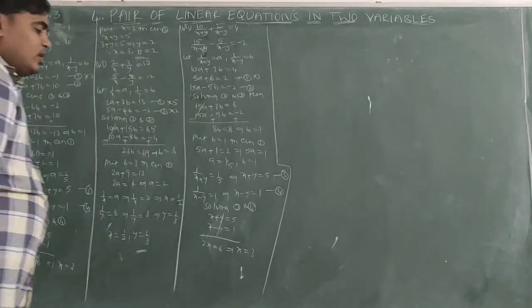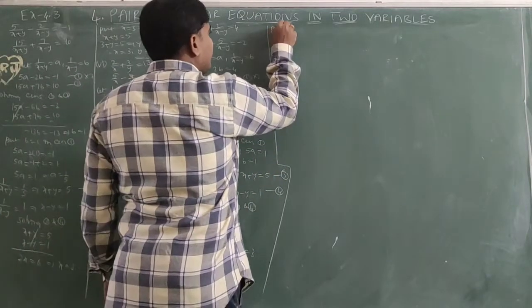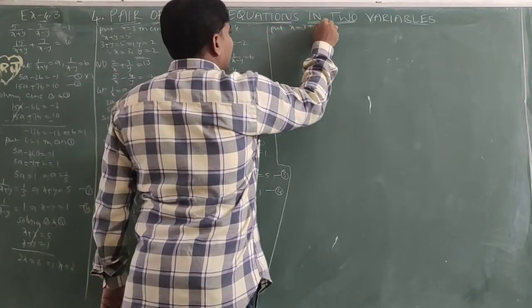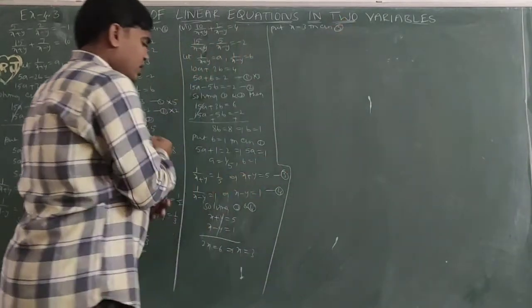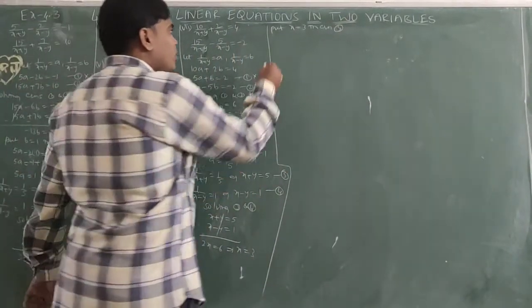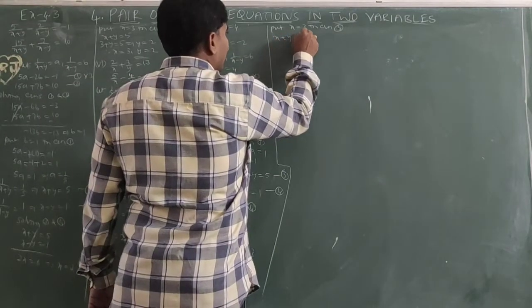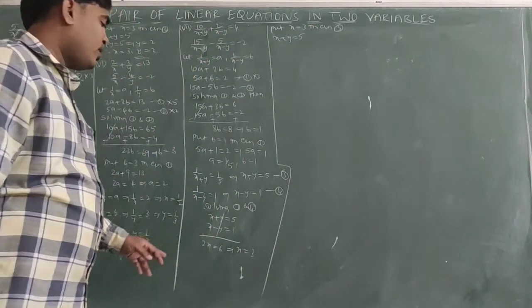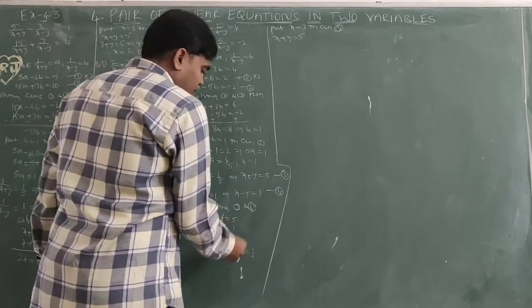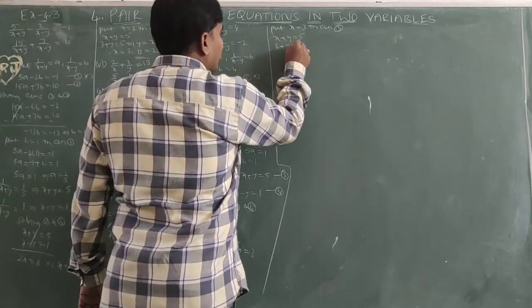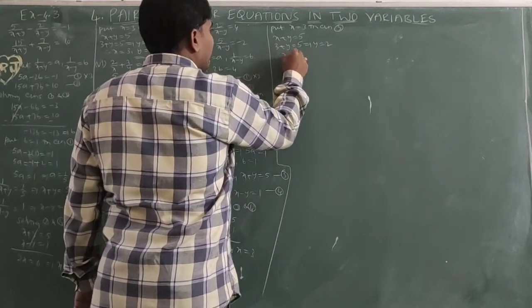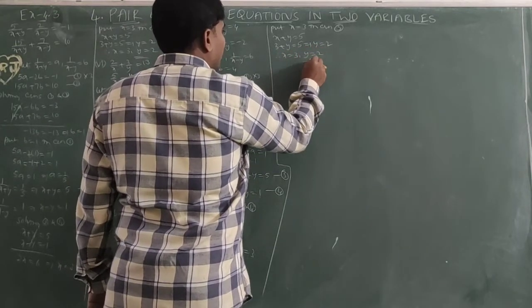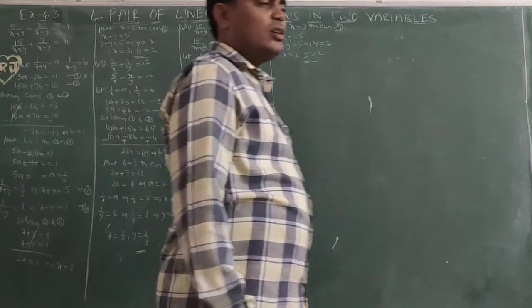x equal to 3. Put x equal to 3 in equation 3 or 4. In equation 3, x plus y equal to 5. 3 plus y equal to 5 implies y equal to 5 minus 3, 2. Therefore, x equal to 3, y equal to 2. So, this is the required solution.